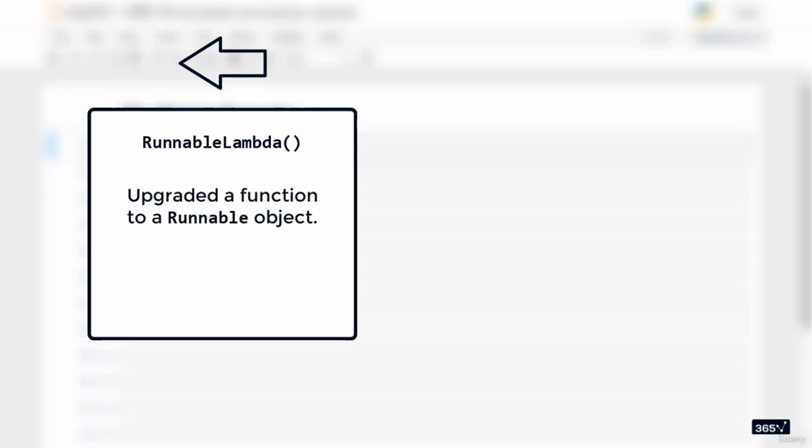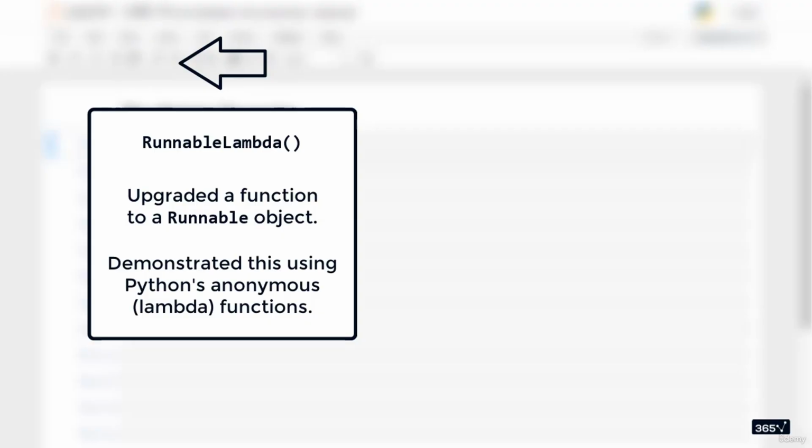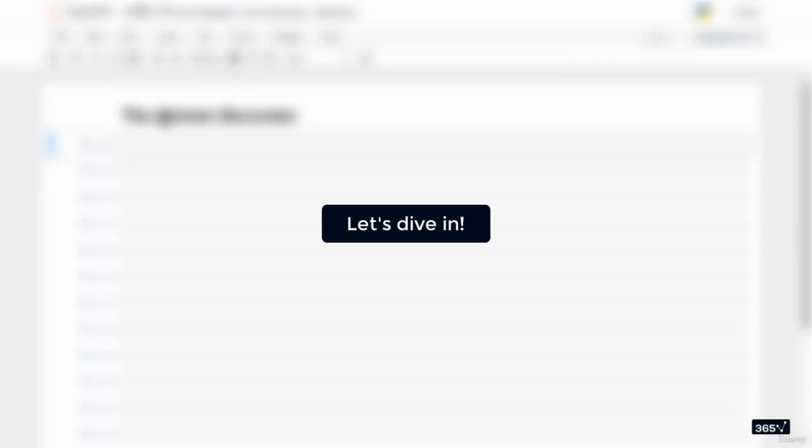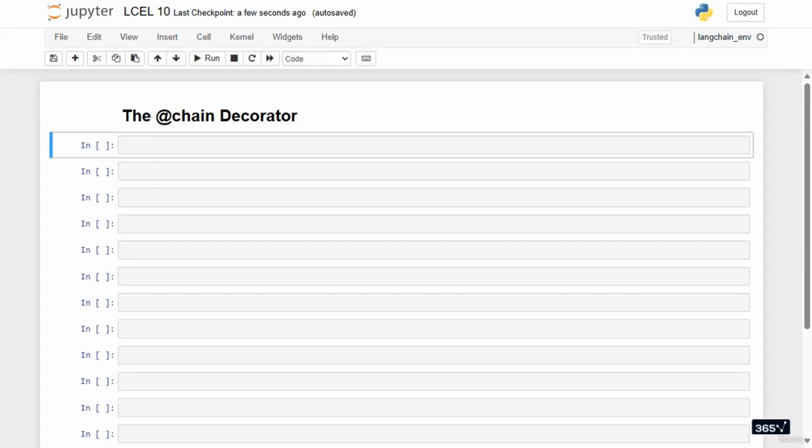Welcome back, everyone! We previously introduced LangChain's runnable lambda class, which allowed upgrading a function to a runnable object. We demonstrated this using Python's anonymous functions, but you can wrap any function this way, as we'll explain in a minute. Additionally, we'll introduce LangChain's decorators. Let's dive in. Start by opening a new Jupyter notebook in the LangChain environment. Import the familiar runnable lambda class from the runnables module.